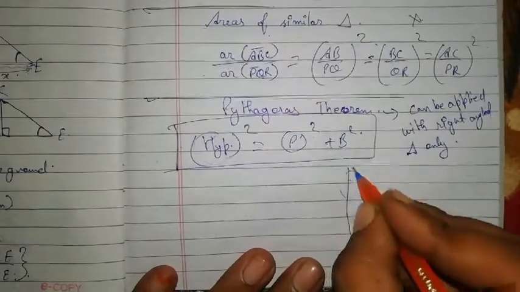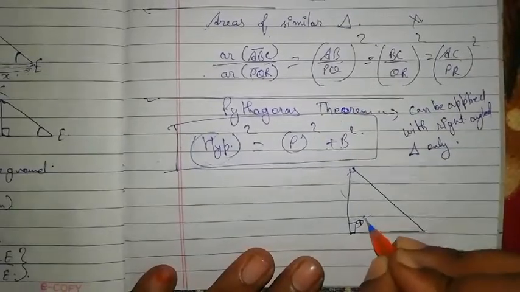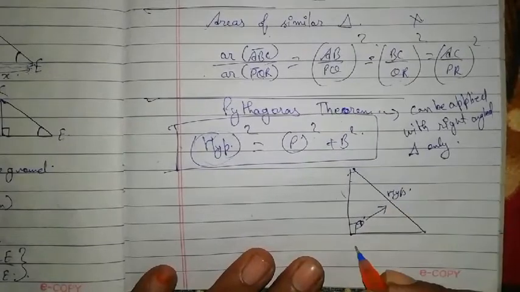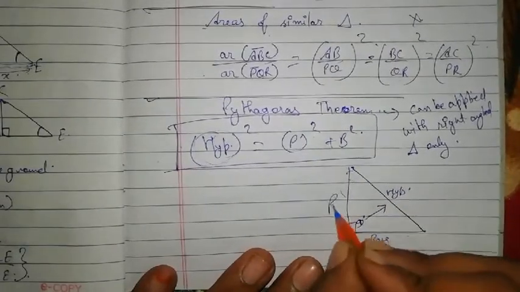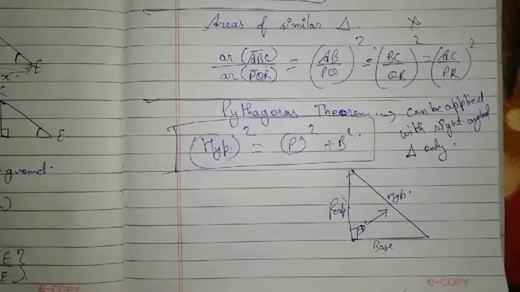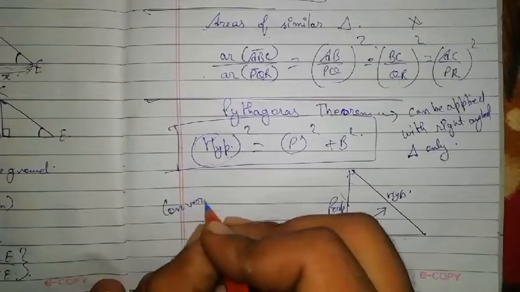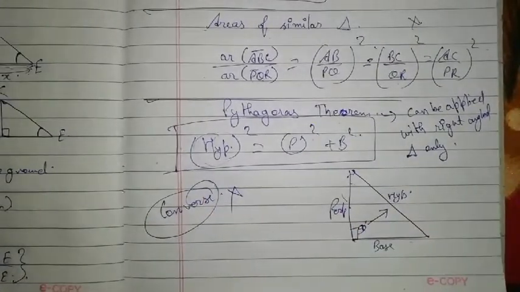Means if this is a triangle and this angle is of 90 degrees, the side opposite to this 90-degree angle is the hypotenuse, okay. This is the base, and this is the perpendicular. Okay, and its converse has been deleted from your syllabus, so you don't have to solve questions based on that converse.